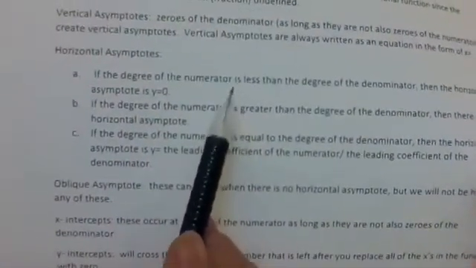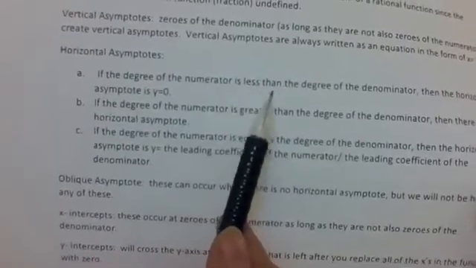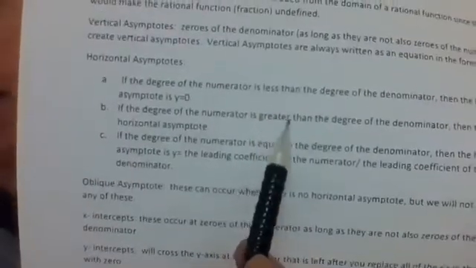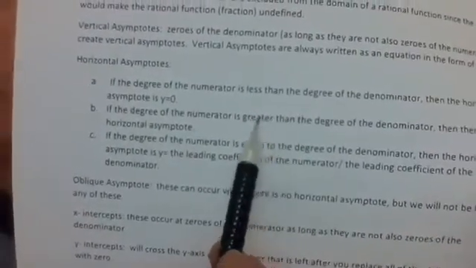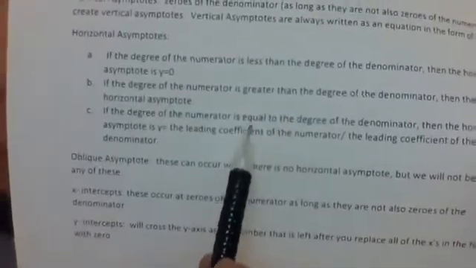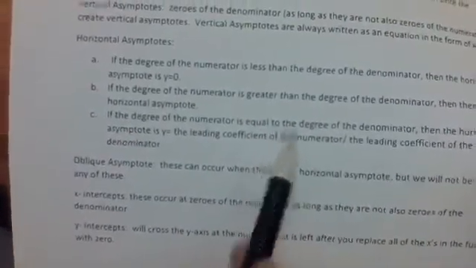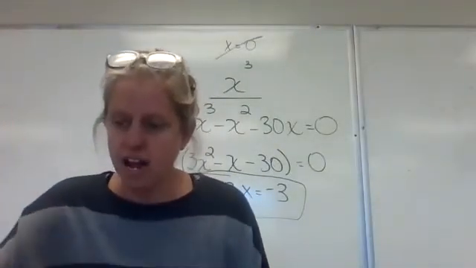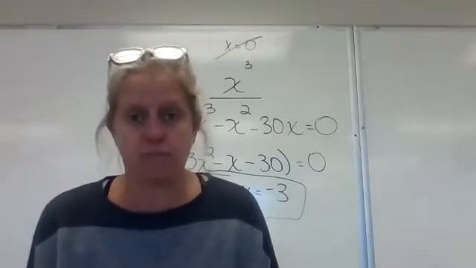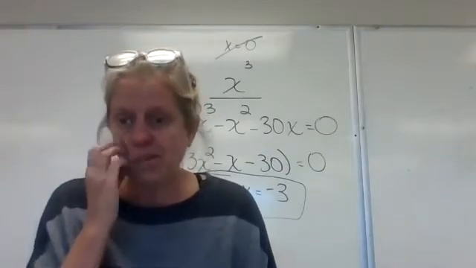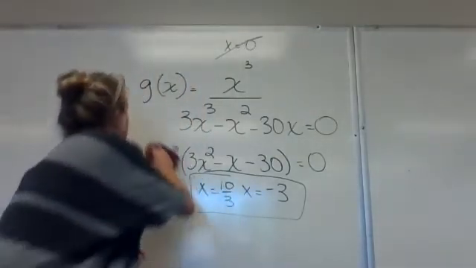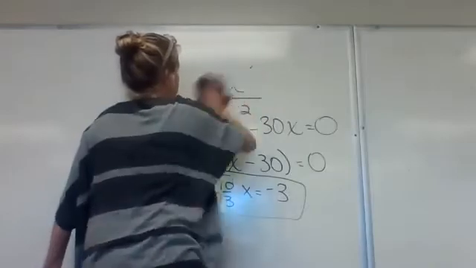So here's what I would do. The important words that need to be underlined in this sentence are less than. In this sentence, I would underline greater than. And in this sentence, I would underline equal to, because you're either less than, greater than, or equal to something. So you're going to use that chart to determine where the horizontal asymptote is.